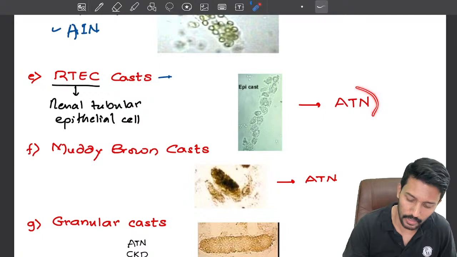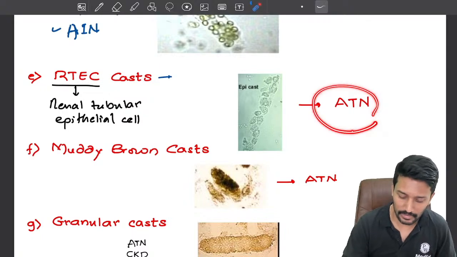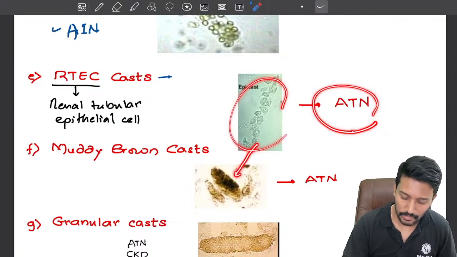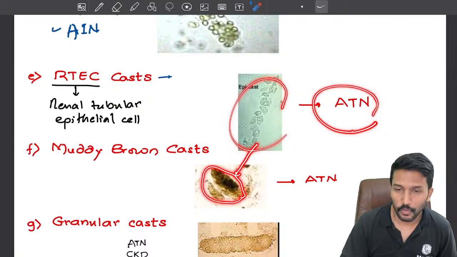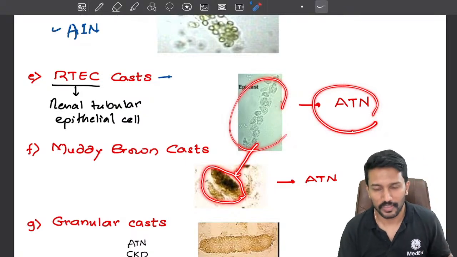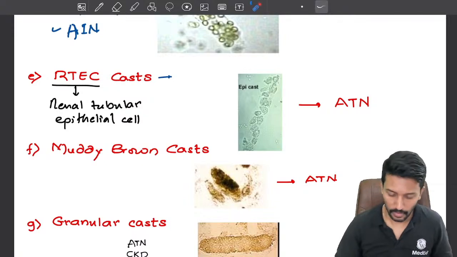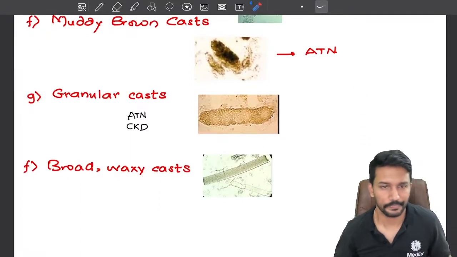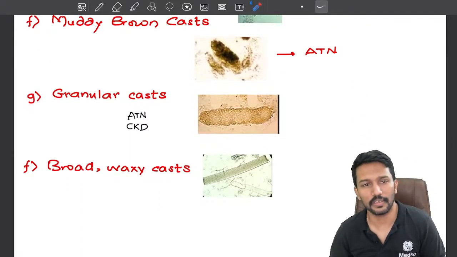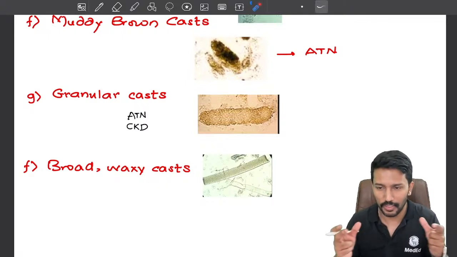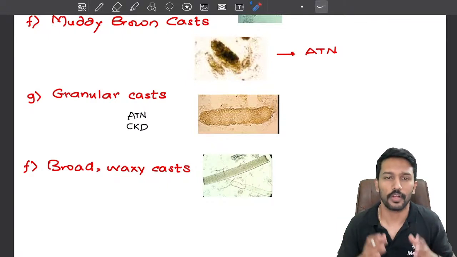Obviously again in acute tubular necrosis. It is basically a renal tubular epithelial cell cast in which the cells have gone through apoptosis and degeneration, giving rise to lipofuscin pigment, giving a brown appearance. So muddy brown casts are seen in acute tubular necrosis. The next cast that we see is the granular cast. So, a hyaline sheet where granular material is loaded onto it.